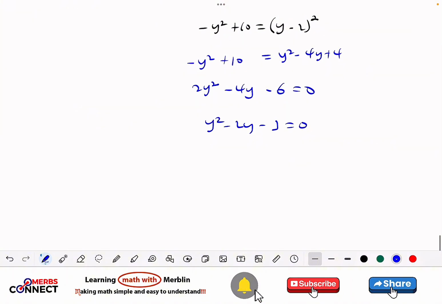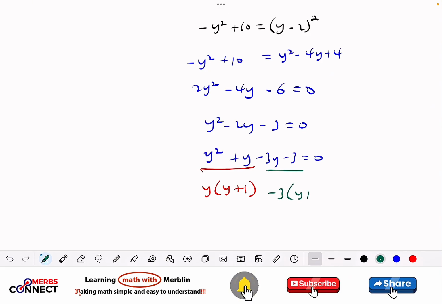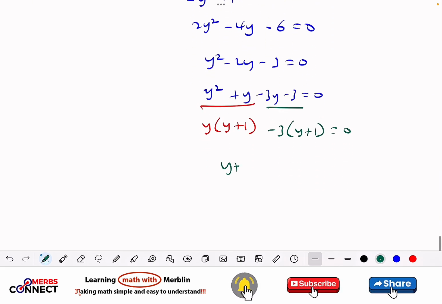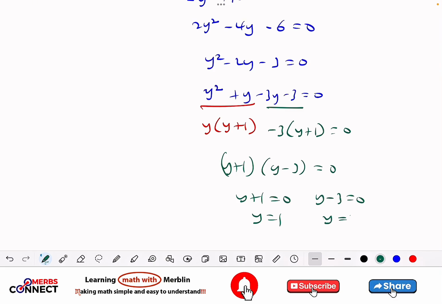And then the factors of this is going to give us y squared plus y minus 3y minus 3 is equal to 0. So the one with the red, pull y out and have this. The one with the green, pull minus 3 out and have this. So this is going to give us y plus 1, y minus 3 is equal to 0. y plus 1 is equal to 0, y is equal to minus 1. y minus 3 is equal to 0, y is equal to 3. So the interval that we are going to integrate within is minus 1 less than or equal to y less than or equal to 3.